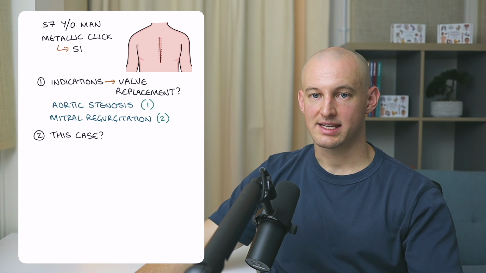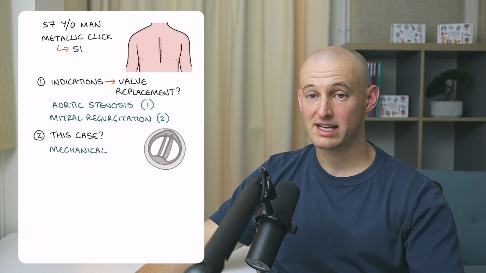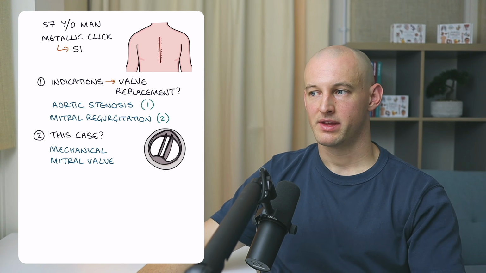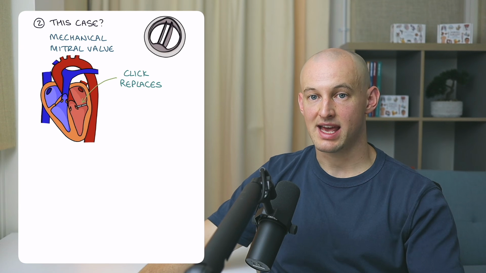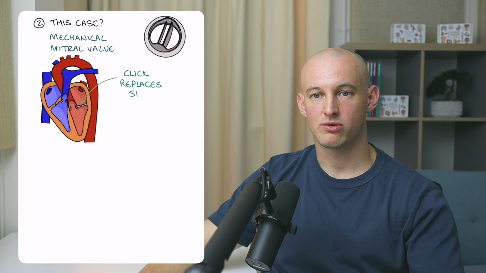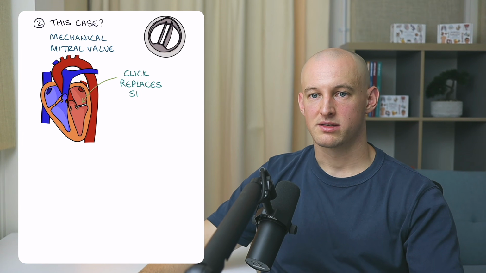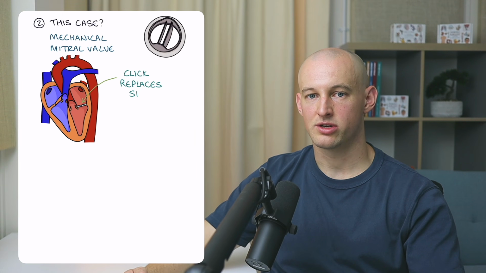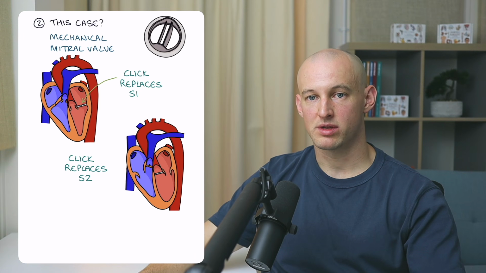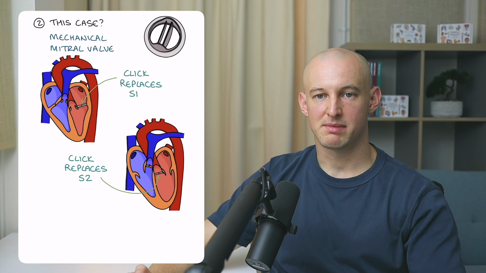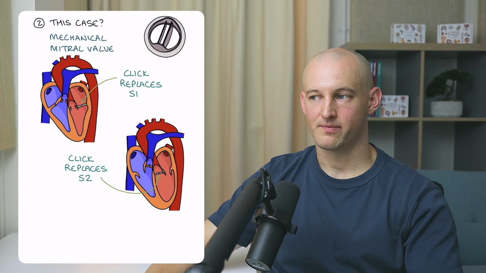This patient has a mechanical or metal mitral valve. And if you have a metallic mitral valve, the metallic click will replace S1 if it's a mechanical mitral valve. So the first heart sound, remember, is usually closure of the mitral valve, and so the metallic click will replace that. And a metallic click will replace S2, or the second heart sound, if there's a mechanical aortic valve.